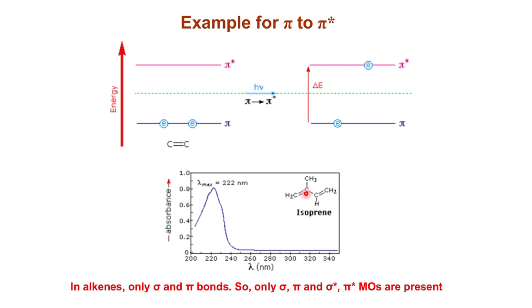But if you halogenated it, or if you make it saturated, then you will not get any peak, because in that case there will be no pi or pi star if it is all saturated. That means there will be no double bond, so it will not show any positive data in UV spectroscopy.